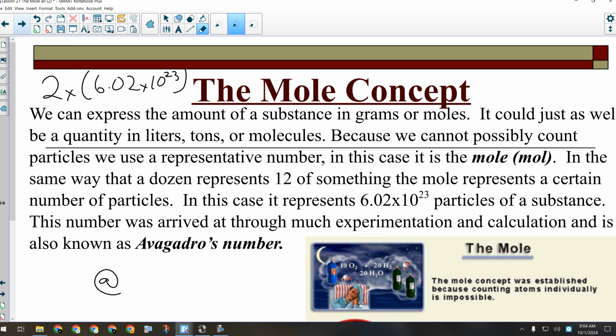Now, the units for moles are moles, oddly enough. Okay, so the units for a mole are moles. And because we're extraordinarily busy, we abbreviate the word mole as mol. Okay, we save countless hours of our lives by eliminating that last E.